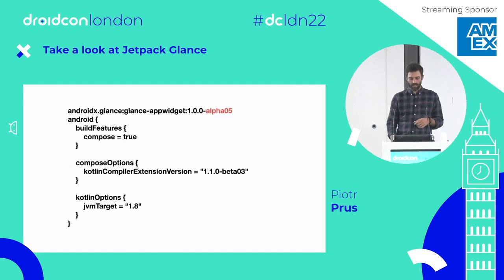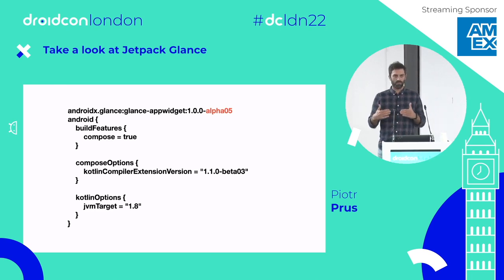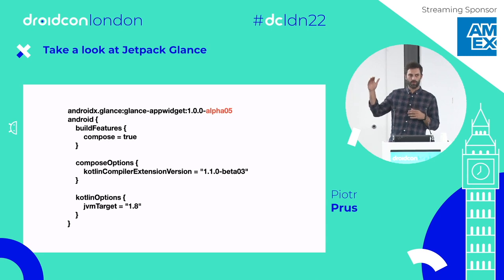So if you would like to use it, you need to add the dependency for Glance, and then also enable Compose, and use the Kotlin Compose compiler, because we are using the Compose compiler to go from Glance to those remote views.